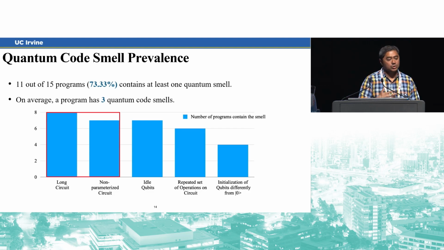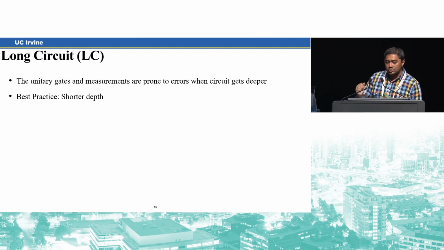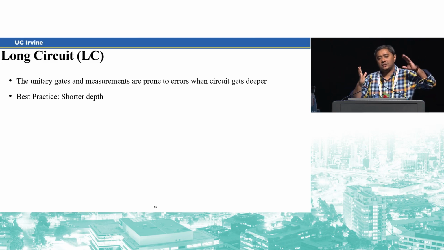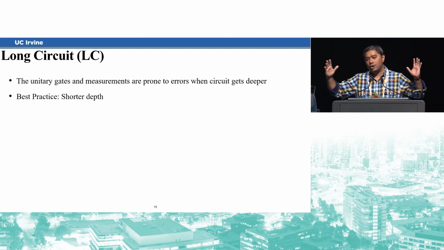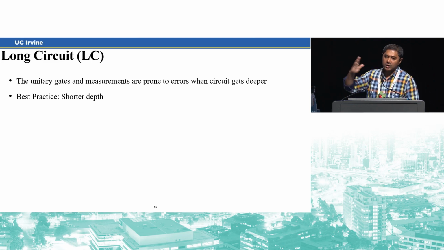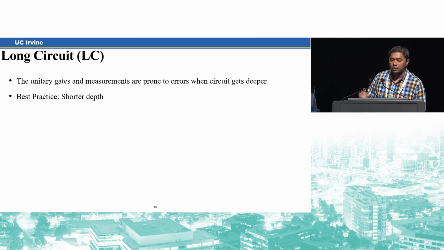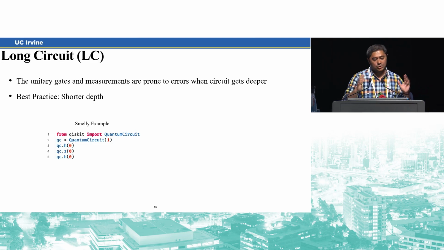And then when we ran our tool on the 15 programs, this is the result. As you can see, long circuit, non-parameterized circuit, and idle qubits, the one that I just talked about, were the three most frequent smells. So we'll talk about long circuit and idle qubit in a sec. The long circuit smell essentially means your circuit size should be as short as possible instead of being long and too deep. Because if it is long and deep, then the probability of error increases. So you try to keep it as short as possible.